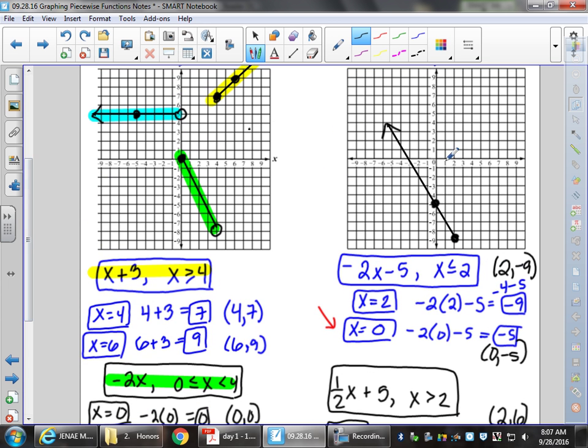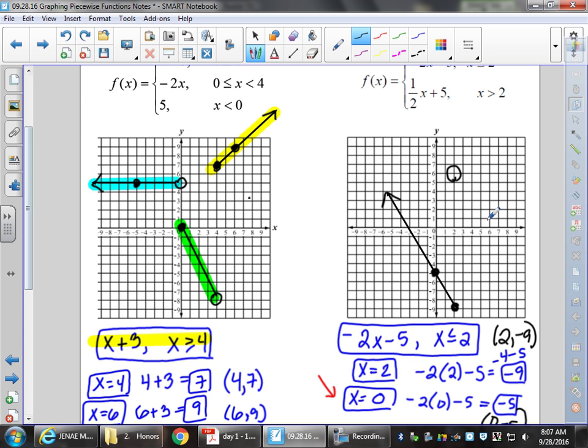What kind of circle is going to go on 2, 6? Open. How about 4, 7? What kind of circle on 4, 7? Closed. Where do I start? 2, 6? Segment or ray? Good job.